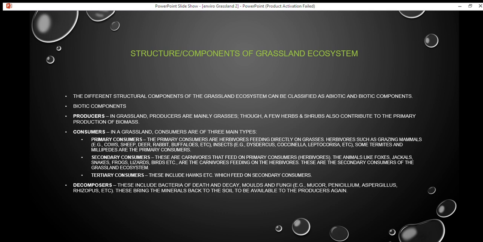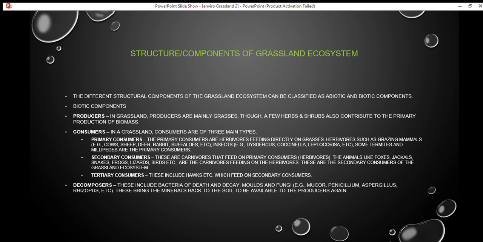Now, consumers in a grassland. Consumers are of three main types. We have the primary consumers, secondary consumers, and tertiary consumers. Now, the primary consumers are herbivores, feeding directly on grasses. The herbivores such as grazing mammals, e.g., cows, sheep, deer, rabbits, and buffaloes, all eat from the ground. Insects are basically almost the same, like termites.